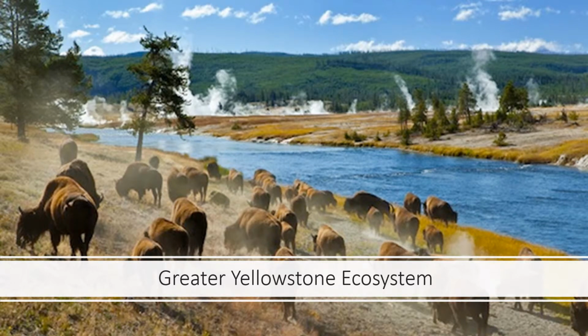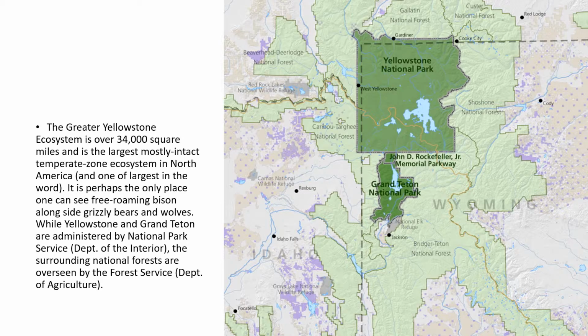Yellowstone National Park is at the center of the greater Yellowstone ecosystem. The greater Yellowstone ecosystem includes Yellowstone National Park and Grand Teton National Park, but also includes expansive areas of national forest and state and federal lands. And it's one of the largest, if not the largest, intact temperate zone ecosystems in the world. It's definitely the largest in North America. It's over 34,000 square miles. It's larger than some states.